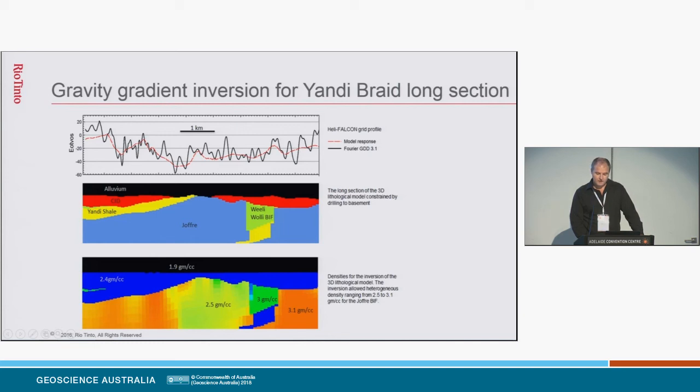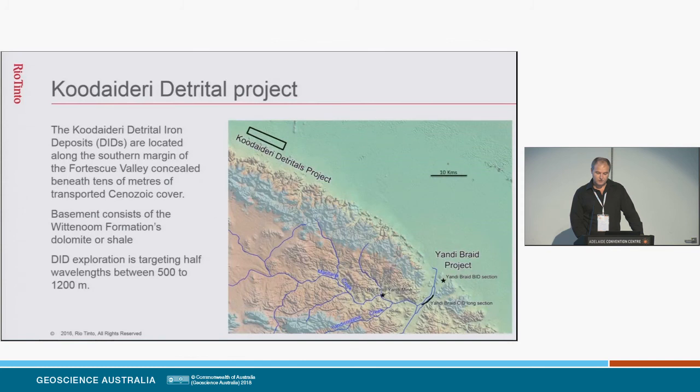The modelling exercise was aimed at fitting the weaker, longer wavelength signal, and to this end the Joffre BIF density was allowed to vary heterogeneously. The output shows the unrealistic heterogeneity required in the Joffre BIF density to achieve even a relatively poor fit with the measured GDD data. The poor fit may partially be explained by variations in the alluvium that are not well understood. The poor result from the exercise highlights the challenge of quantitatively modelling gravity data at target scale in this environment.